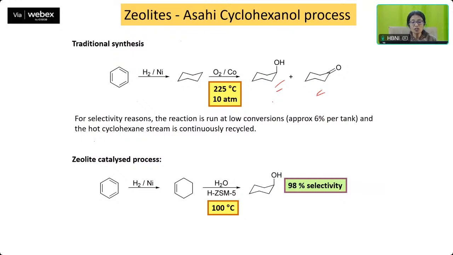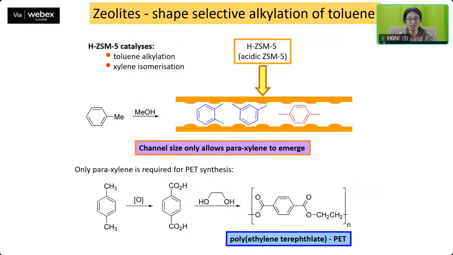So obviously, what better can you do? You can have a zeolite catalyzed process. Here you are using hydrogen and nickel to convert this benzene to cyclohexene. And then you can have this ZSM5 catalyst at only 100 degrees centigrade. It reacts in the presence of moisture or water, and what you get is cyclohexanol. And in this case, the selectivity is around 98%. So you can see the phenomenal improvement in reaction yield as well as in the general process when you are adding a catalyst.